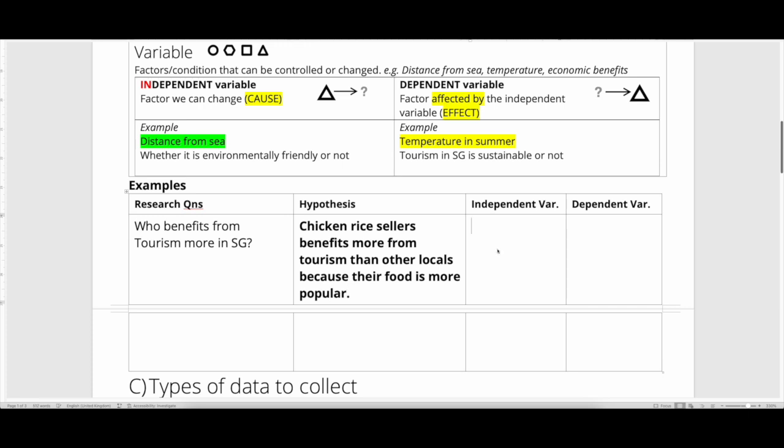popular. Independent variable, what made the people who actually benefit more from tourism, whether the food is popular or not. So the product they sell, is it popular or not? That determines whether they benefit more from tourism or not. Okay, so the independent variable is the popularity of their product, and then the dependent variable will be who benefits more. Right? Is it the chicken rice seller? Is it the tissue paper seller? Is it the souvenir shops? Things like that.